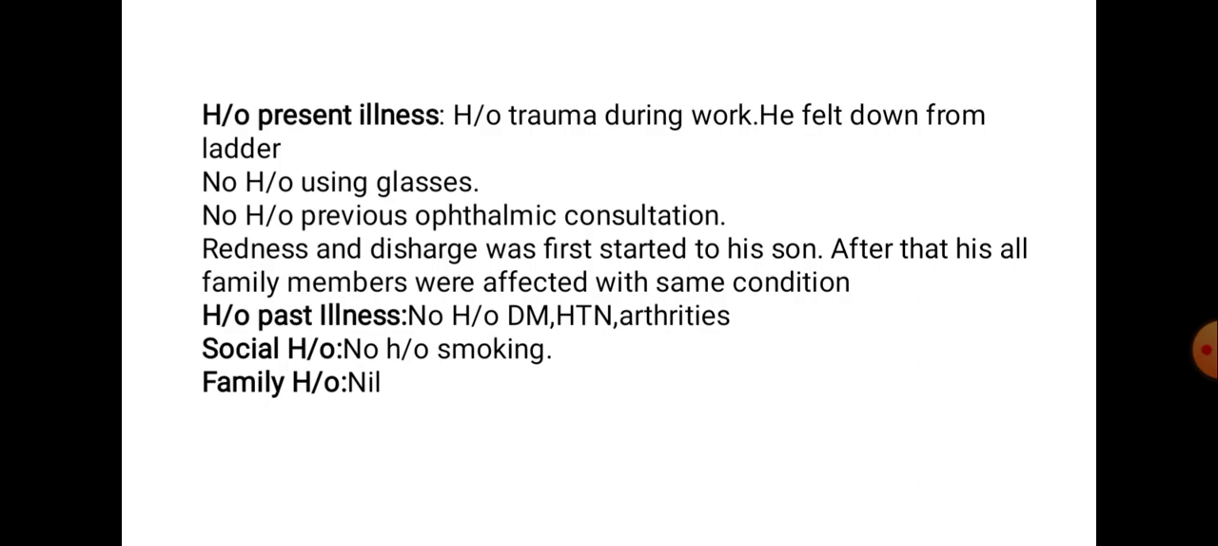Why do you have to ask? Because if there is a diabetic patient and any corneal involvement occurs, this may take much more time to heal. Let's take the example of a keratitis patient. If a keratitis patient has diabetes mellitus, the keratitis may not heal so quickly, or in fact in many cases due to diabetes the healing process is very slow. So history of diabetes is very important here, and also arthritis, because a history of arthritis is also associated with uveitis. Okay, so no history of smoking and other family history is nil.